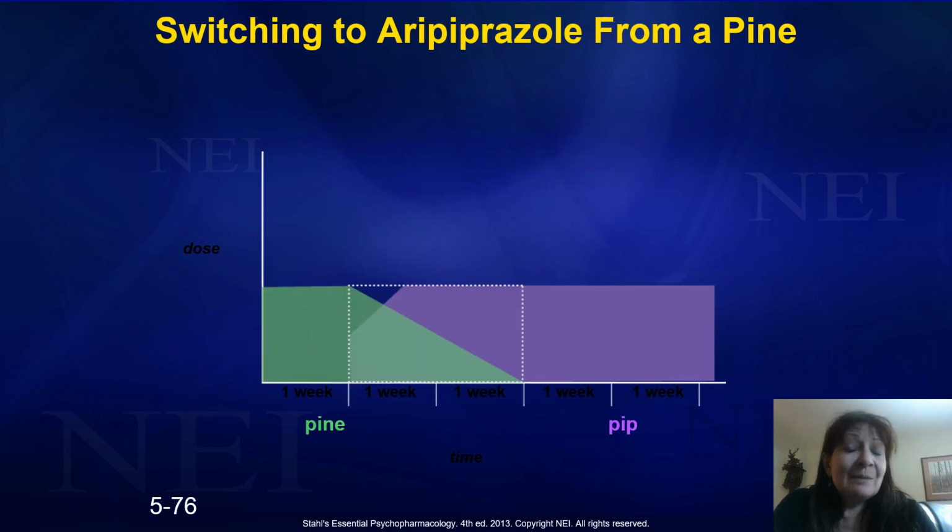Switching to aripiprazole from a pine. So a pine to a pip. More likely to cause breakthrough symptoms. So you want to start the aripiprazole at a middle dose and titrate it up over about a week, but you are going to reduce the pine again over 2 weeks.